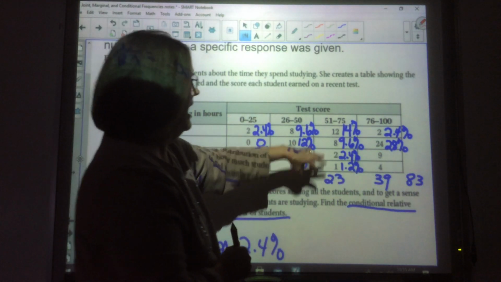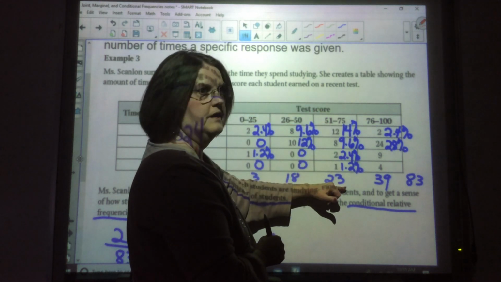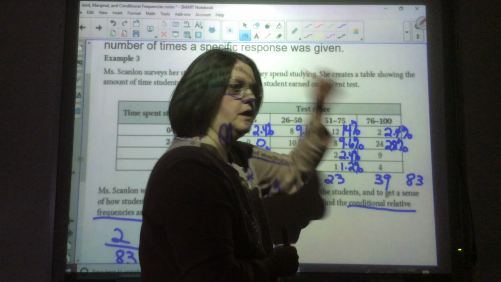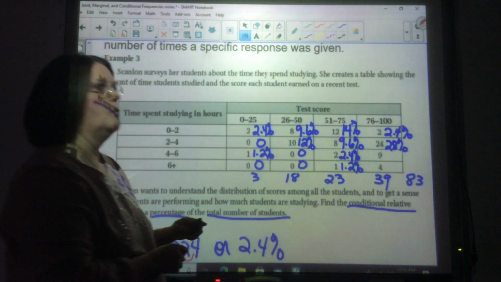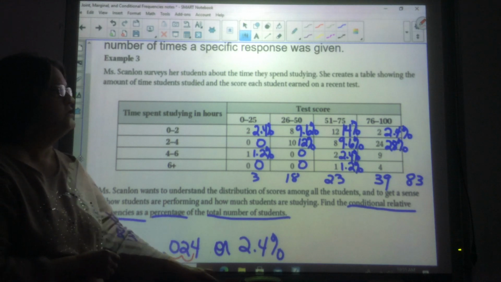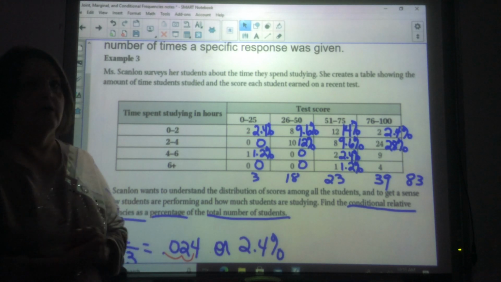Same goes here. If they ask you for all of the people who made 51 to 75, well, that's 23 out of 83, and you would get that percentage. So you have to be very, very careful about what they're asking you. So be careful about your denominator, okay? All right, thank you.